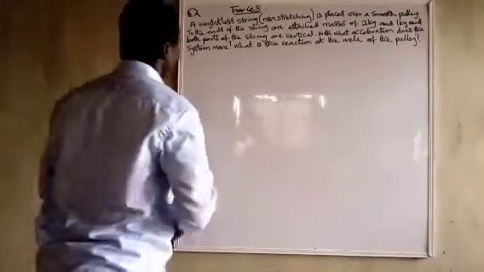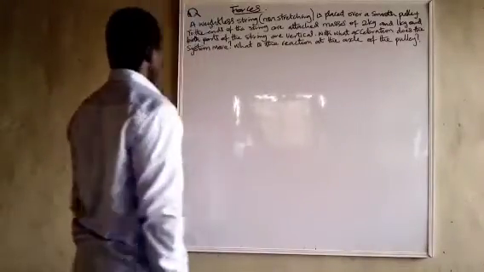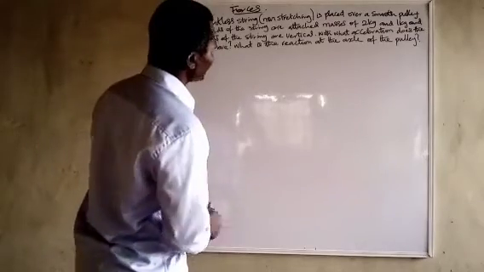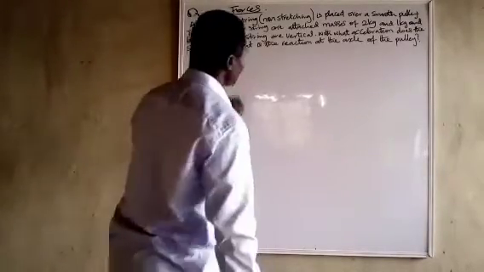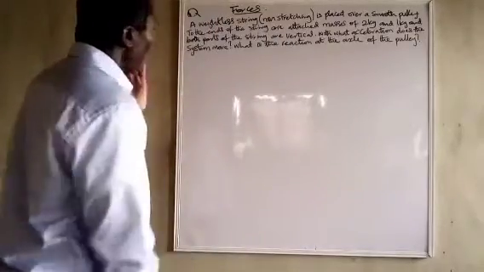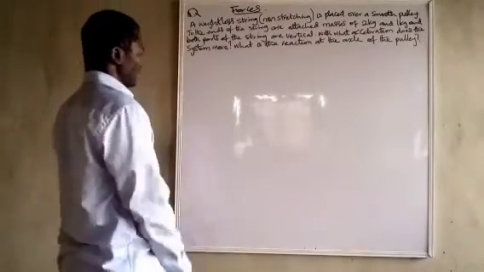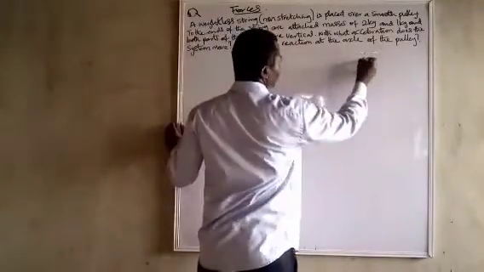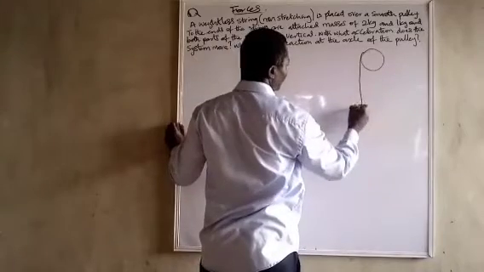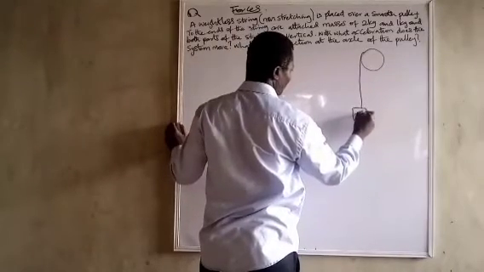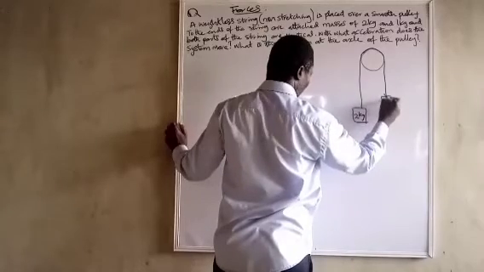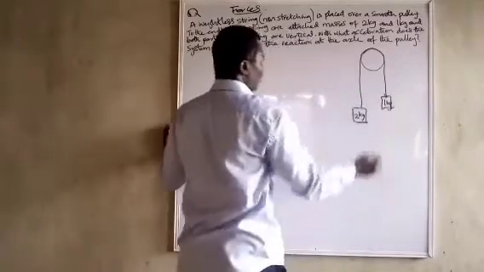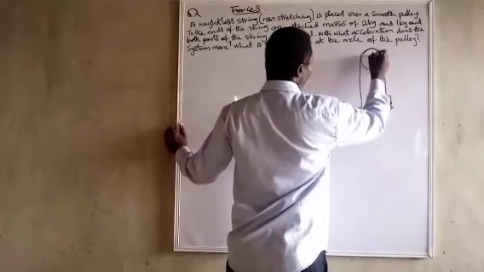A weightless, non-stretching string is placed over a smooth pulley. To the ends of the string are attached masses of 2 kg and 1 kg, and both parts of the string are vertical. With what acceleration does the system move? What is the reaction at the axle of the pulley? Now we have it like this, and we have 2 kg like this, and we have 1 kg like this.